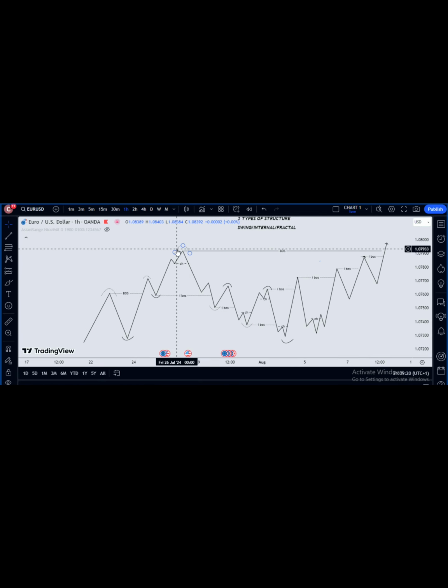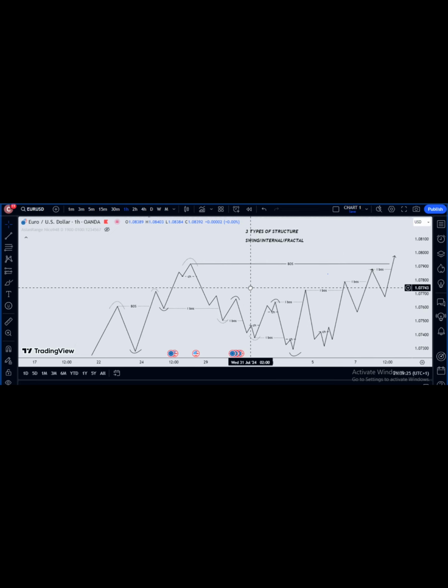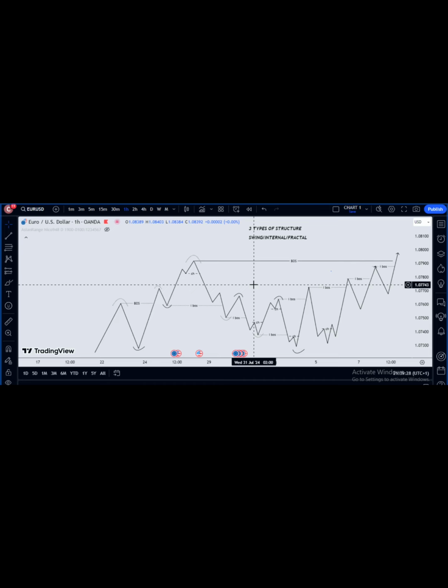Today we'll be talking about the three types of market structure. You see, we have been talking about market structure, the uptrend, the downtrend, the sideways, the change of trend. So now we need to go deeper and understand the three types of structure. I understand this is going to be kind of confusing. It's okay. We are going to treat them individually as we move forward.